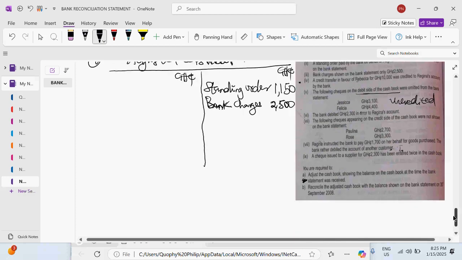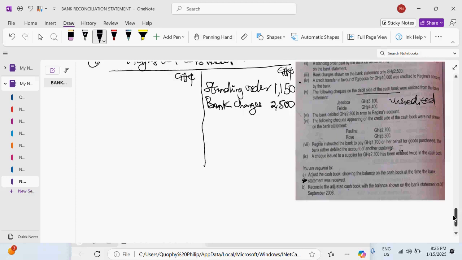The bank debited 2,300 in error to Regina's account. So this is which of the errors? Error that will increase or decrease our bank account? Decrease. Error that will decrease our bank because you debited Regina's account. So it will decrease Regina's bank account. So that will be added to what's uncredited. Do you remember error that decrease the bank account?